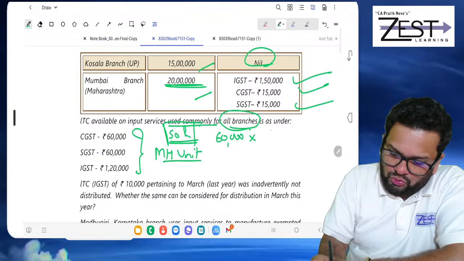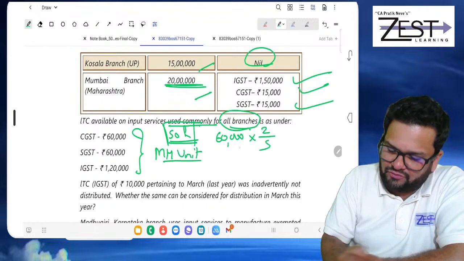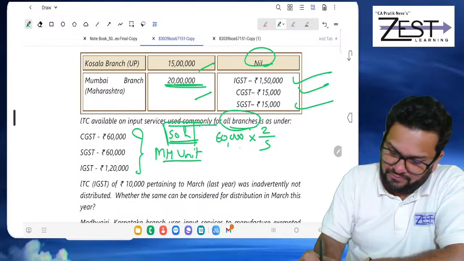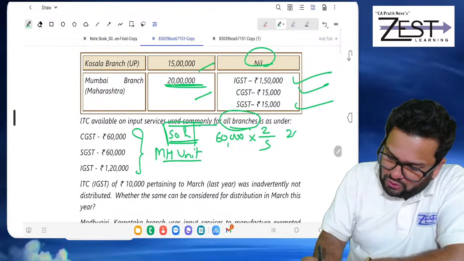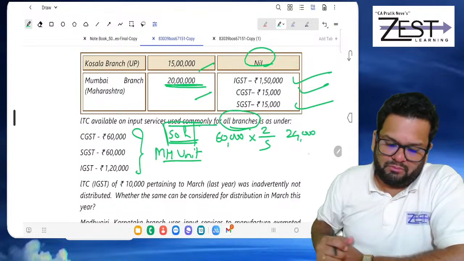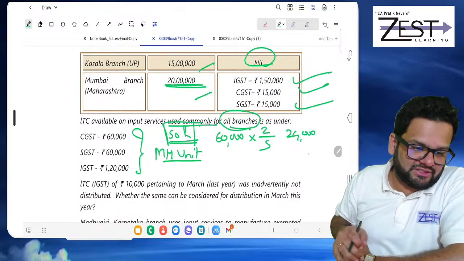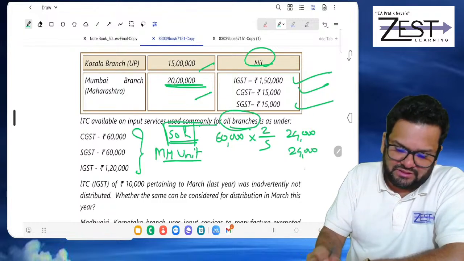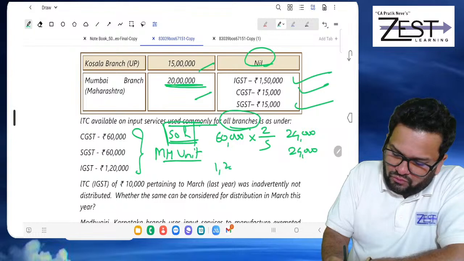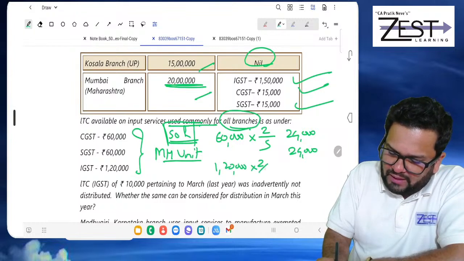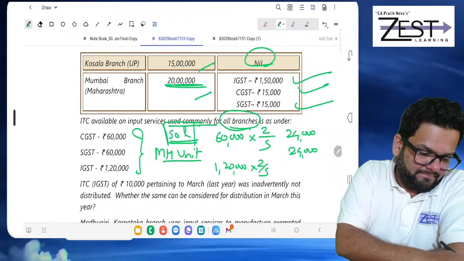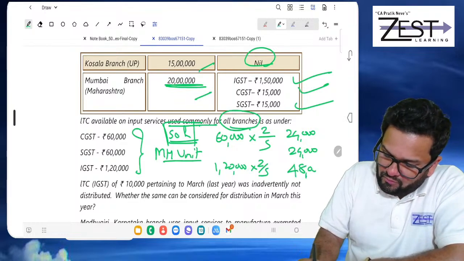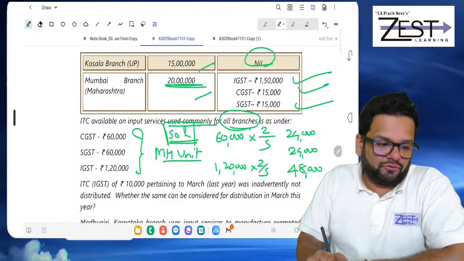60,000 into 2 by 5. 24,000 will go to Maharashtra unit as ITC of CGST. Same 24,000 as SGST. And then do 1,20,000 into 2 by 5. So it will be 48,000. Did you get it, all of you?